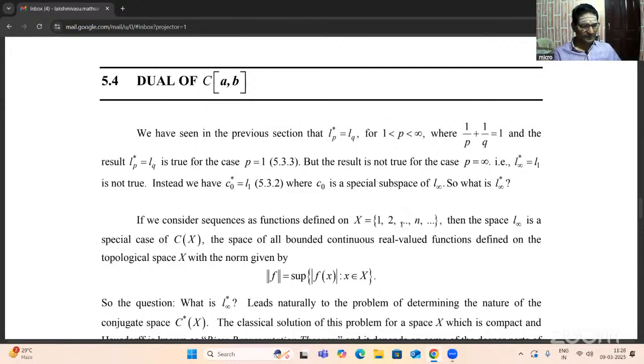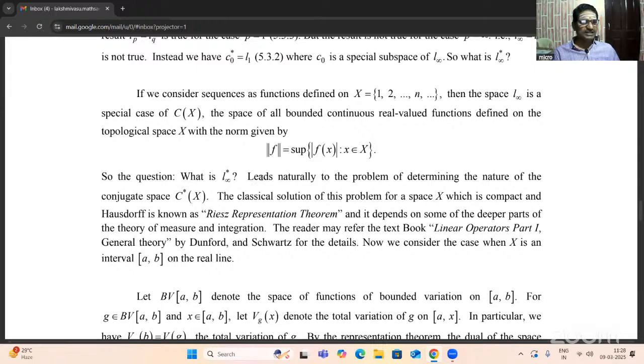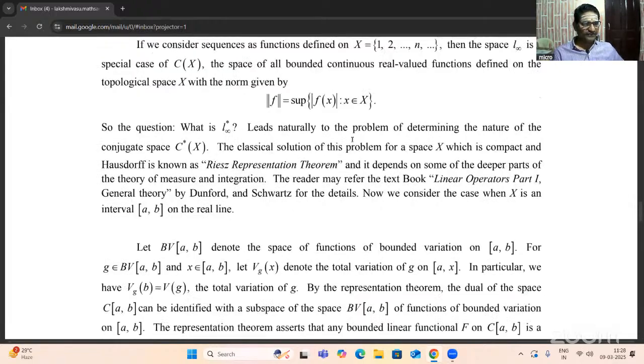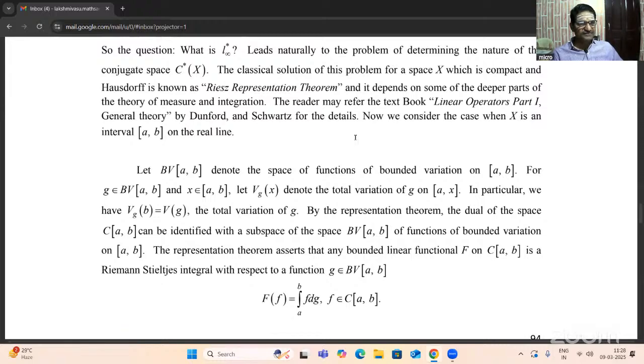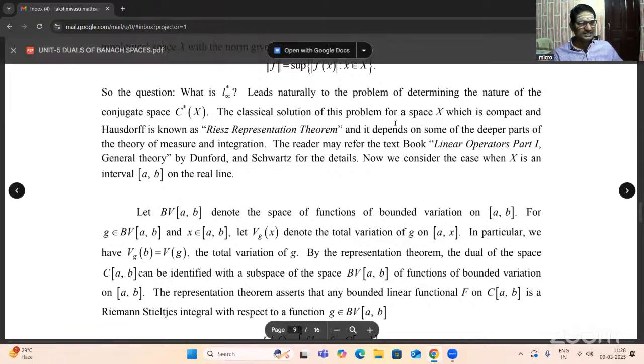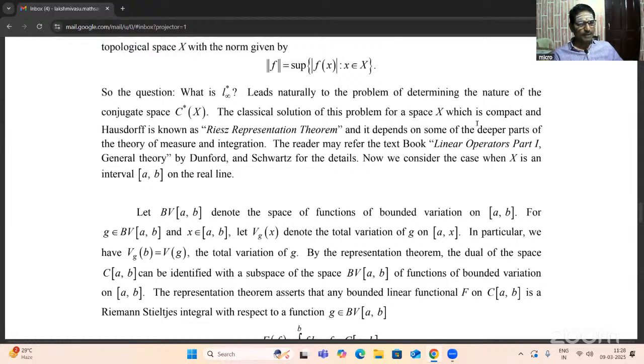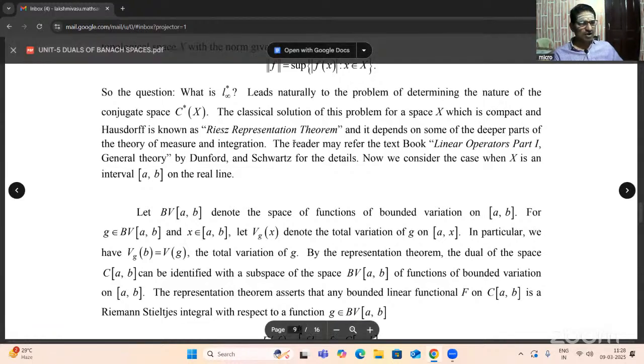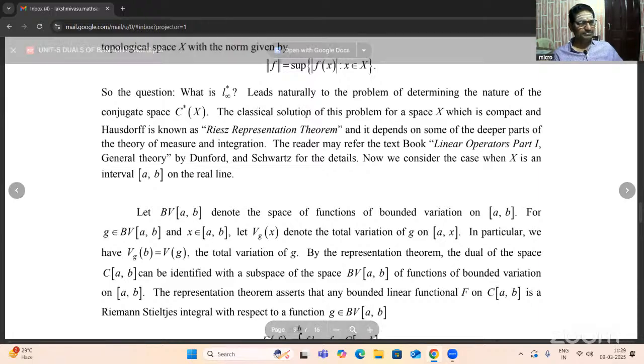Okay, that's enough. What is C(X)? The space of all bounded continuous real valued functions defined on the topological space. The norm of f is the supremum of mod f of x. See this one, this is very, very important. The linear operators. This is one of the classical solutions for this problem of the space X, which is compact and Hausdorff. Compact Hausdorff is known as the Riesz representation theorem.